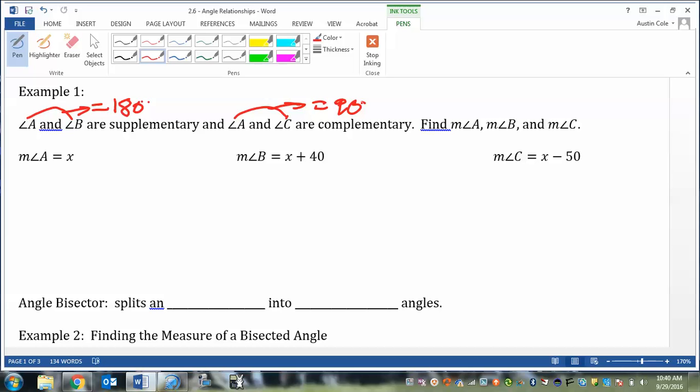Draw it out. Okay, we can draw it out. So you have A, I think, right? A, B, and then C's over here.